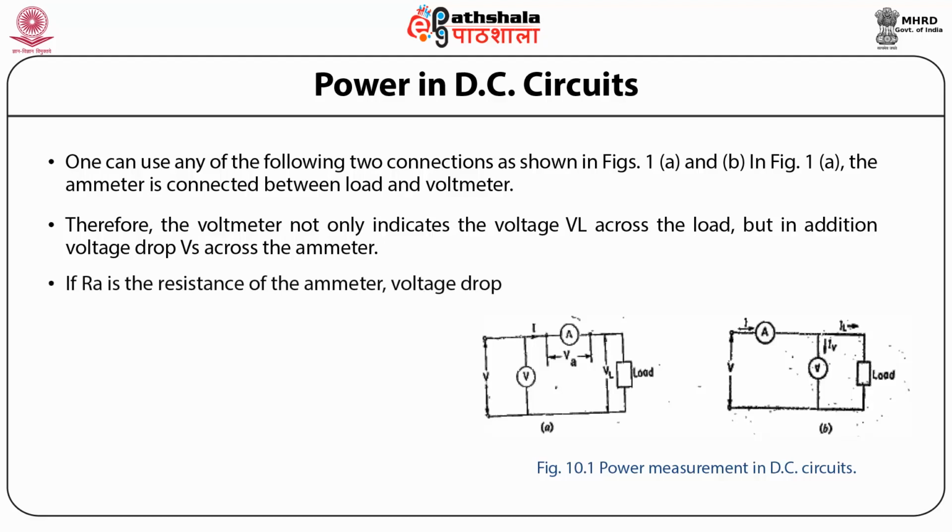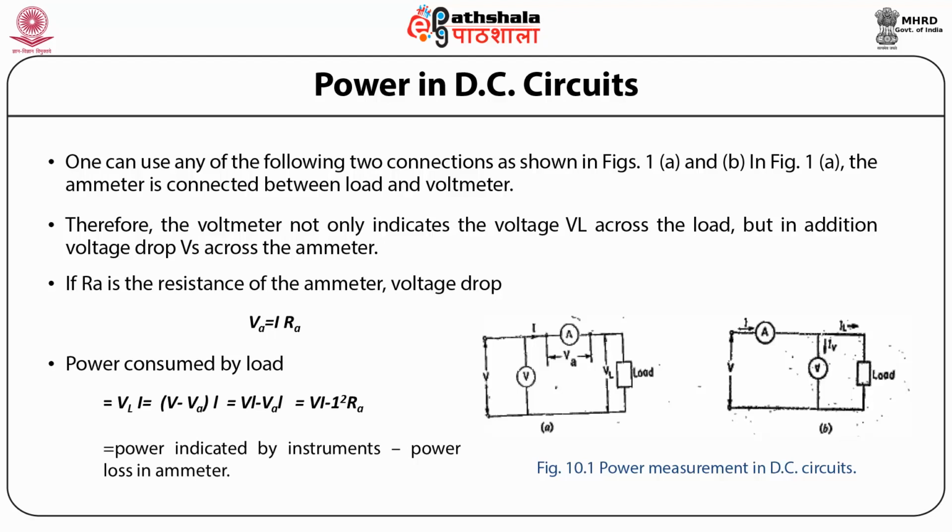ammeter. If Ra is the resistance of the ammeter, the voltage drop is given by Va is equal to I into Ra, and the power consumed by load is given by multiplication of VL and I, which is equal to (V minus Va) into I, which in turn gives VI minus Va multiplied by I. And finally, we get VI minus I square Ra. Thus, the power consumed by load is given by power indicated by instruments minus power loss in ammeter.